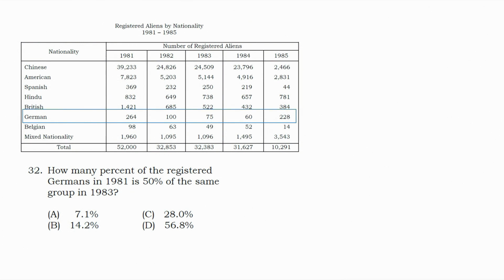Number 32, how many percent of the registered Germans in 1981 is 50% of the same group in 1983? So, we're going to use this data. And then, kunin muna natin yung 50% nung same group in 1983. So, nung 1983, yung 50% or 0.50 ng ito, nung 75, or 1/2 ng 75 is equal to 37.5.